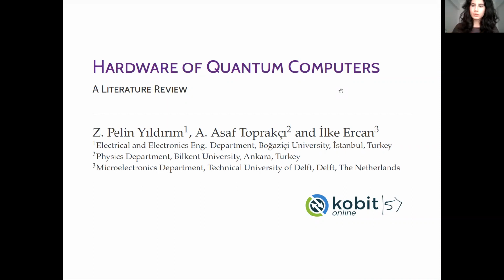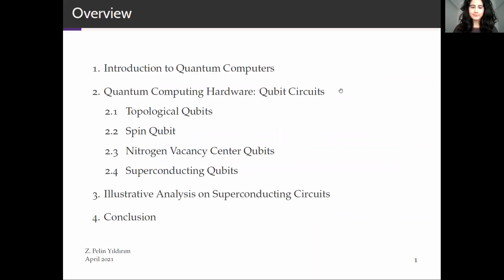Today I'm going to be talking about a brief overview of quantum hardware. This is an undergraduate research project. The talk is going to include some examples of certain qubit structures. Then I will demonstrate the functionality of particular superconducting qubits, and we will finish with a conclusion.